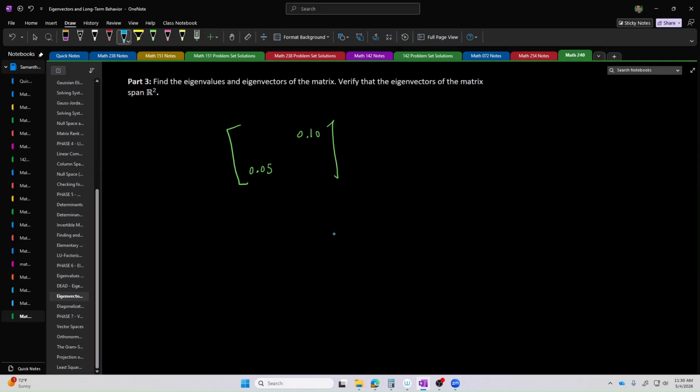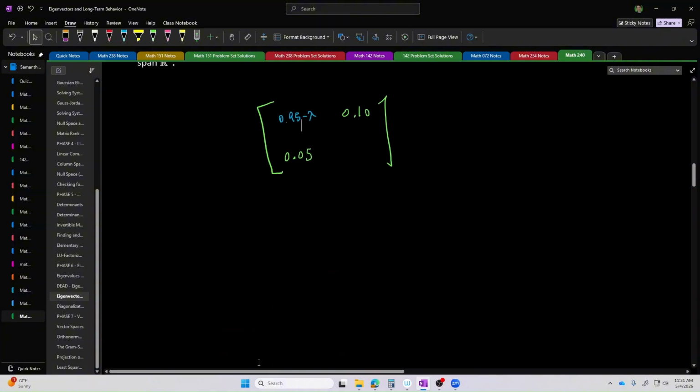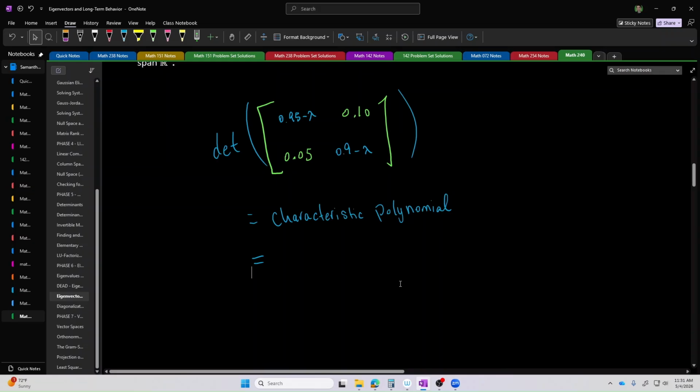So that 0.95 becomes 0.95 minus lambda, and that 0.9 becomes 0.9 minus lambda. Then we would find the determinant of this, and that would give us the characteristic polynomial, which we would then set equal to 0 to find the eigenvalues. For the sake of time, and because these decimals are a bit messy, let's just do that on Wolfram Alpha.